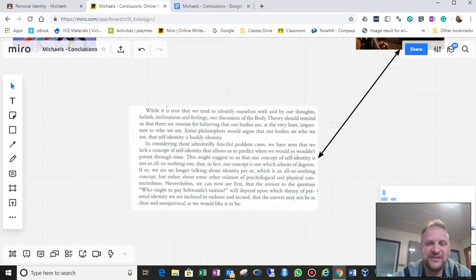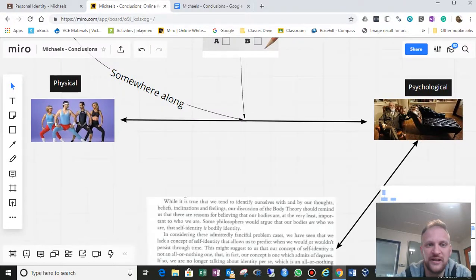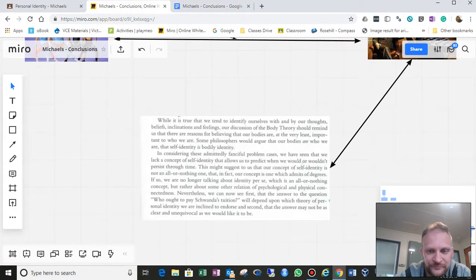This might suggest to us that our concept of self-identity is not an all or nothing one. No, in fact, our concept is one which admits degrees. So she's saying maybe we should think about not necessarily personal identity, but a new concept of who we are, which exists along this continuum, okay? If so, we are no longer talking about identity per se, which is an all or nothing concept, but rather about some other relation of psychological and physical connectedness.